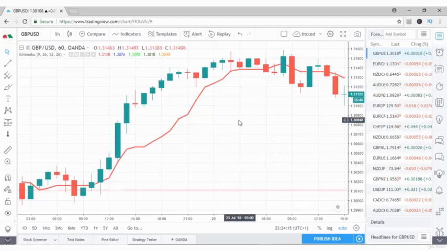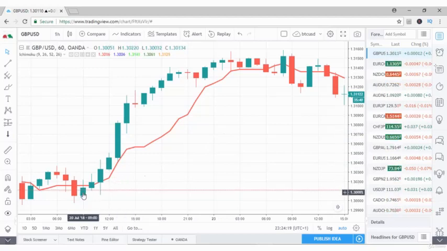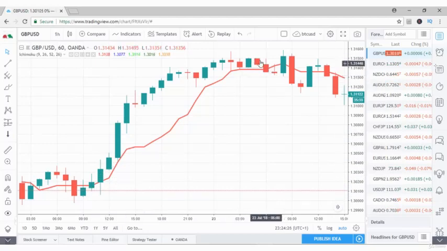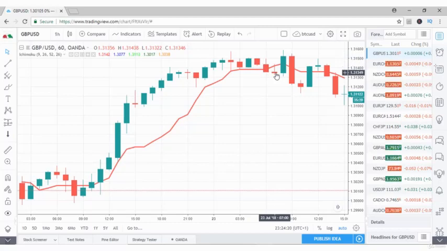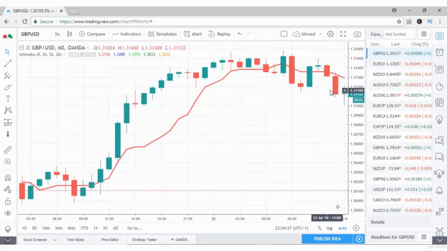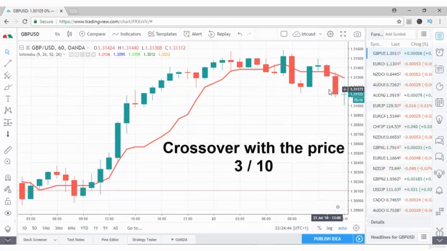Another method to trade the Tenkan-sen is the crossover with the price. If the price crosses the line from below, it is a bullish signal. If the price crosses the line from above, it is a bearish signal. Once again, since the red line moves very fast, we might see these signals quite often, and many of them are just false signals. So I give to this method another grade of 3 out of 10, and we will not use this for our trading.